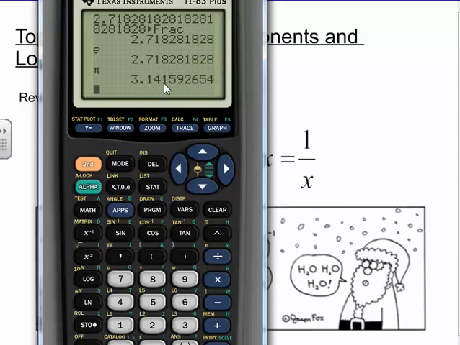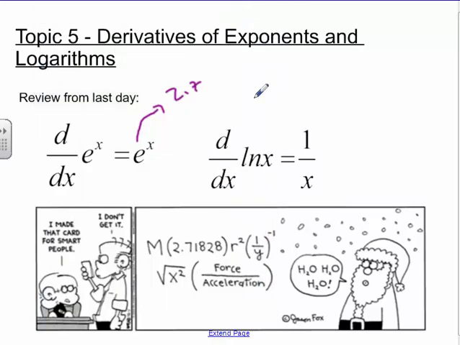Now, pi looks irrational because you can see all these digits changing. E looks like it's repeating. I promise you it's not. That's just as far as it happens to look right now. But e is an irrational number, and it's one of our main constants. The biggest reason why e is so useful is that it derives to itself. E to the x, its derivative is itself.